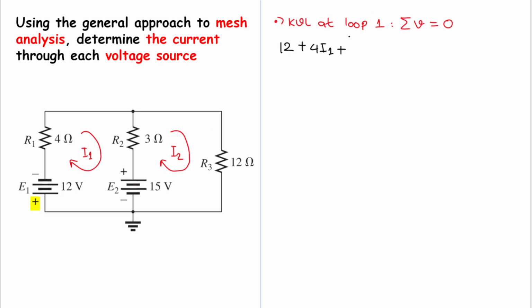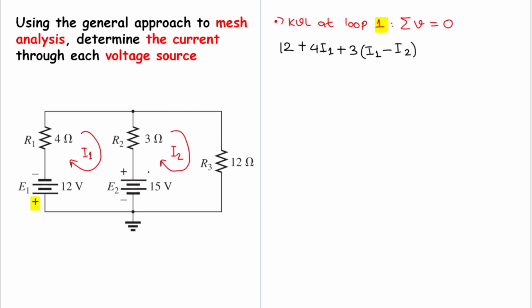We will have the 3 ohm here, but I1 and I2 both pass through this R2. But we are working on loop 1, so I1 always comes first. Here I2 is flowing in the opposite direction of I1, right? So I1 is going down, I2 is going up. So we will have minus I2.